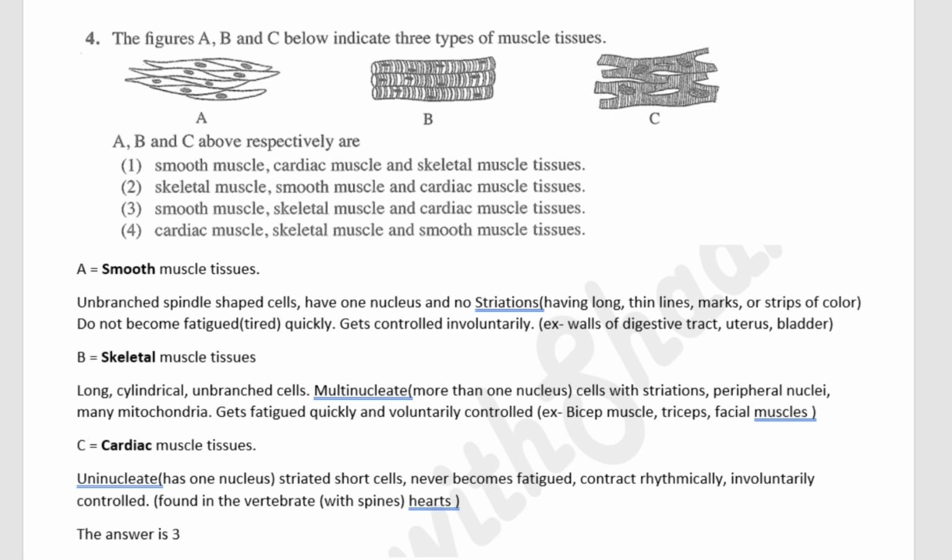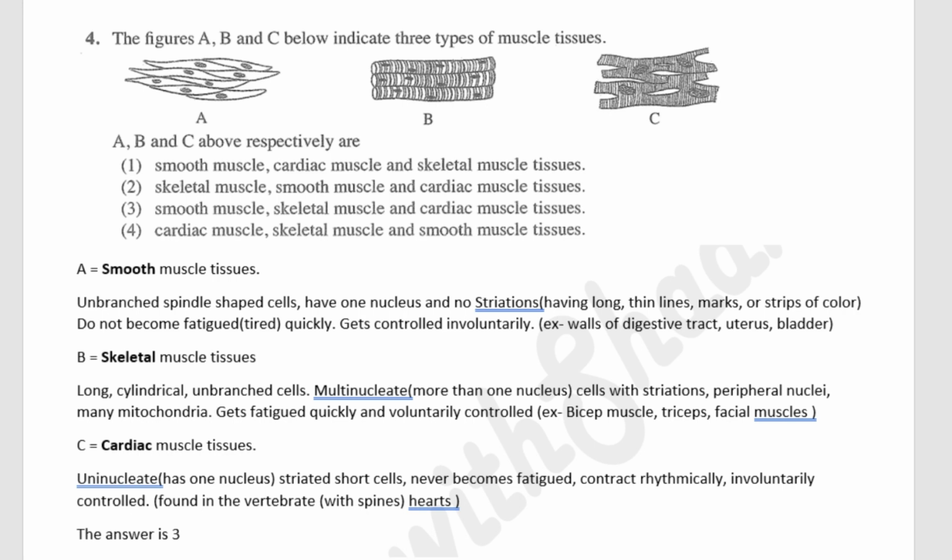They do not become fatigued quickly. Fatigued means tired, right? And they are controlled involuntarily, as in you don't control it, it just happens. You don't have control over the smooth muscle tissues. We have the walls of the digestive tract, the esophagus, the stomach, made of smooth muscle tissues. Then we have the uterus, then the bladder. All of these are made out of smooth muscle tissues.